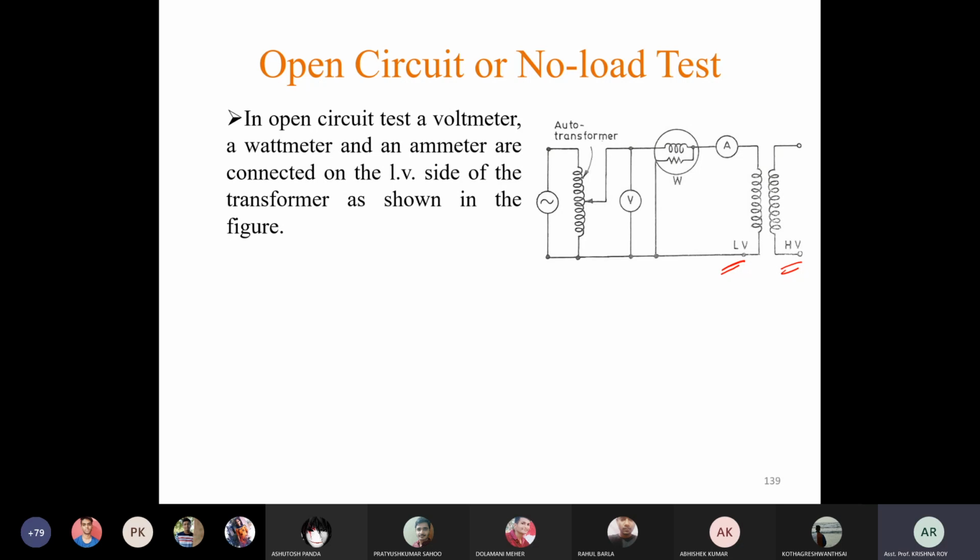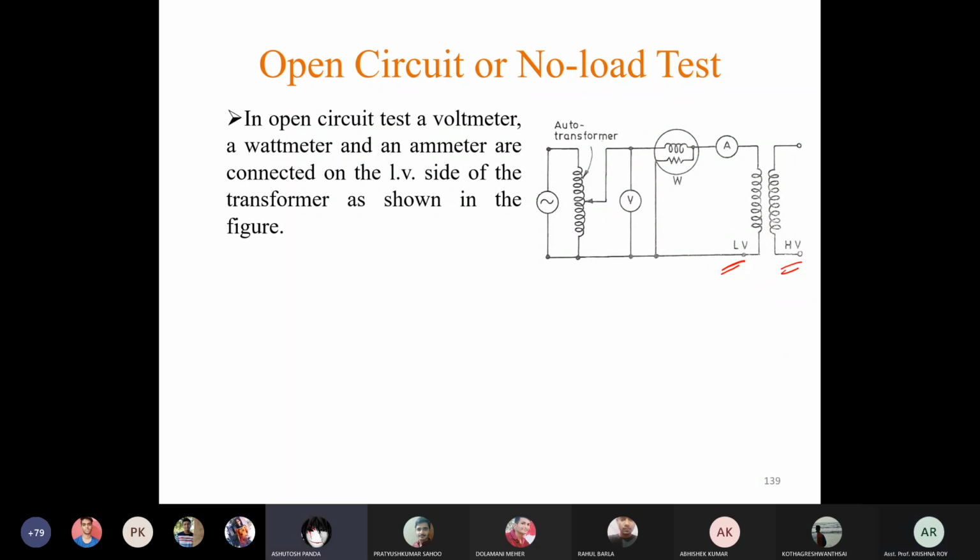No, that is not exactly the meaning of this statement. That is the result actually. Since we are performing the open circuit test on the low voltage side, all the quantities which we have determined from this test are considered as referred to the low voltage side. So that is actually a result.